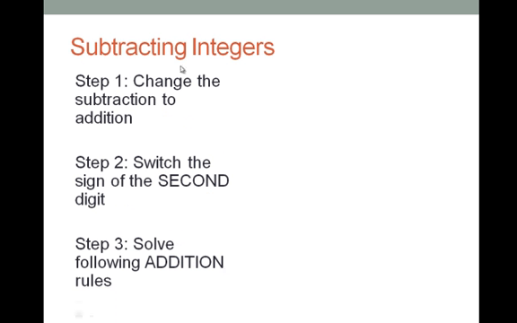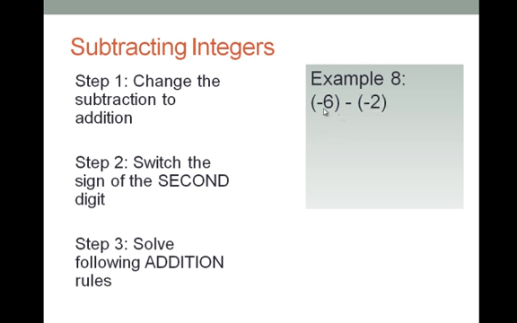Lastly, there's subtracting integers. So remember, there's 3 steps. First, you have to change the question and the subtraction to an addition. Then you have to switch the sign of the second digit, and then solve by following the addition rule. So let's look here at this example. I have -6 subtract by -2.